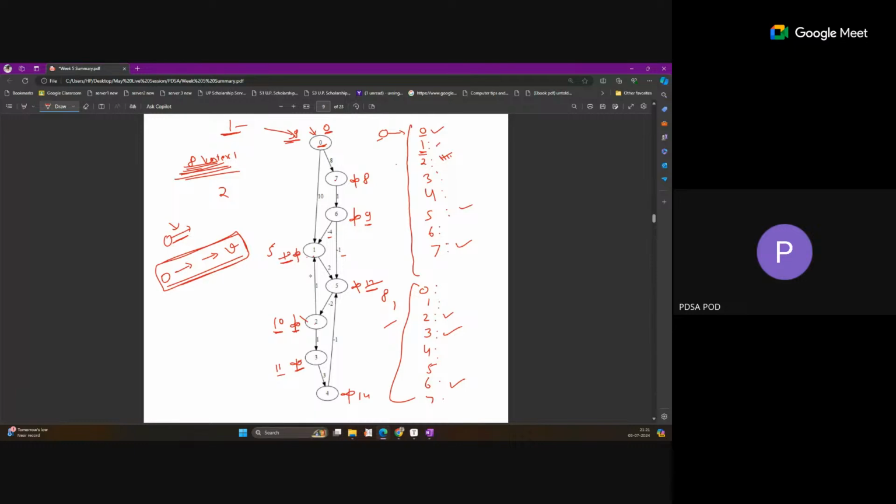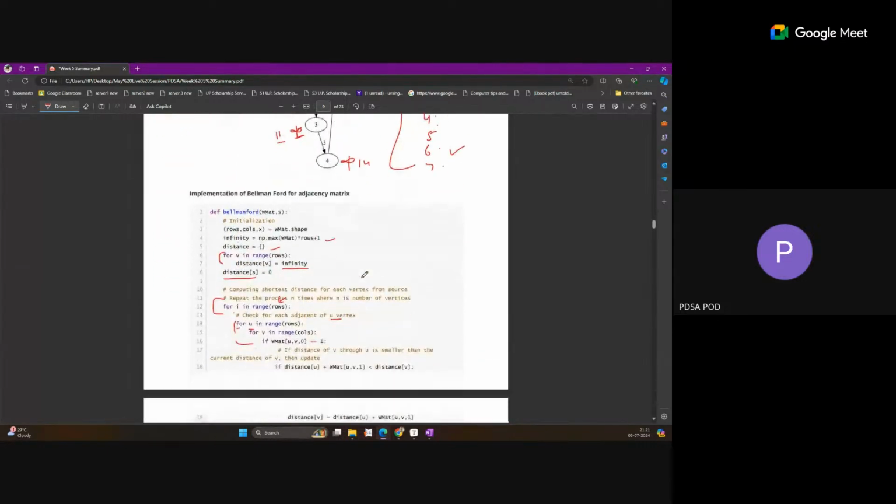So that means total edges in a path for each vertex. Here 8 vertices are there, so the total number of edges possible in a path is maximum 7. So you need to repeat this process at least 7 times. Because of that we are repeating the total number of vertices times. When you perform this 8 times, you will get the shortest distance to every vertex. So this is the working of the Bellman-Ford algorithm.